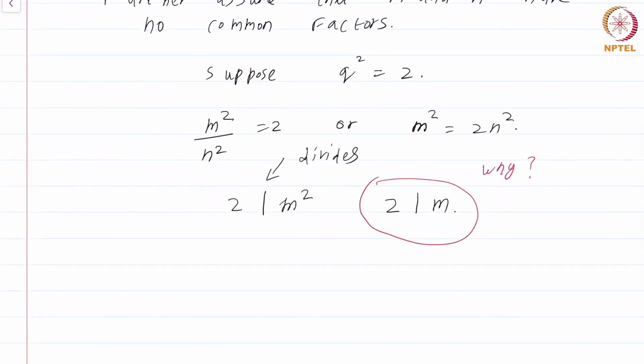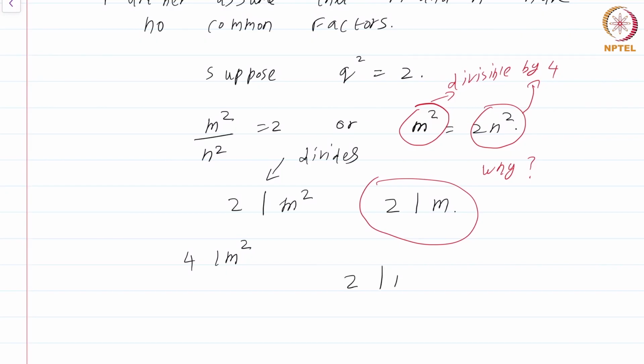But that means 4 divides m squared. Okay? 4 must divide m squared. Why is this the case? Because 2 divides m, therefore 4 must divide m squared. Okay? That means the LHS here is divisible by 4. That means the RHS must also be divisible by 4. Now there is already a 2 coming from 2n squared. Putting all this together, we get 2 must divide n squared.